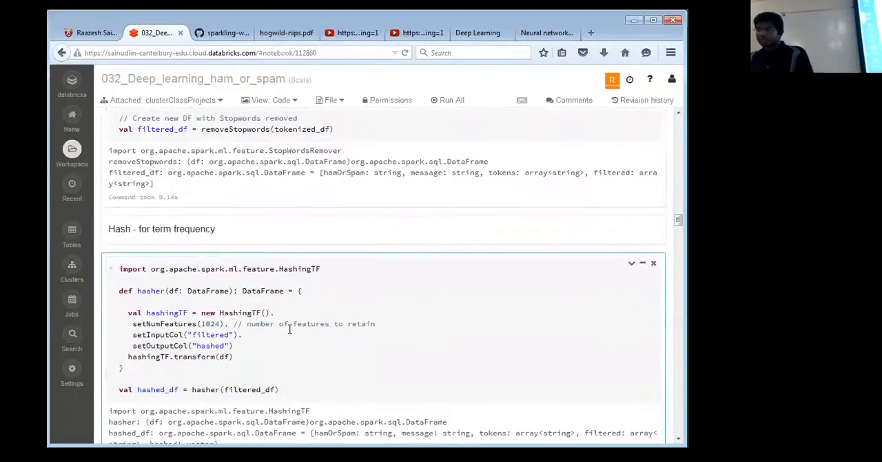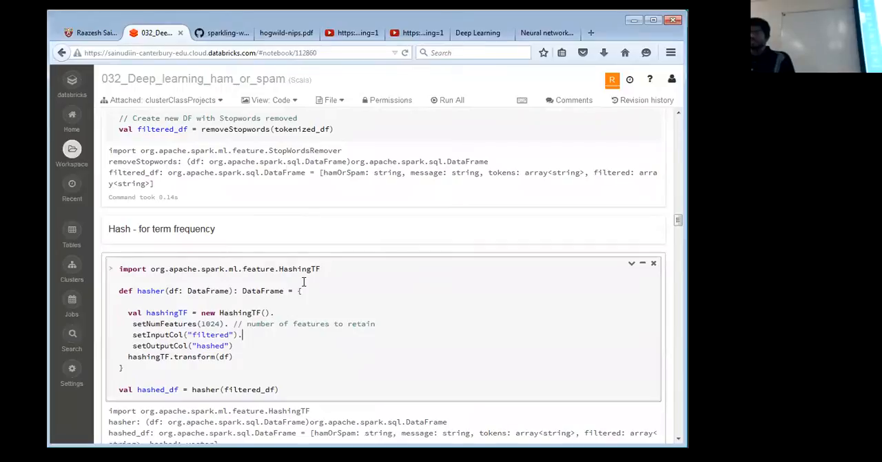Then we're going to hash the words using hashing TF. We are going to create a hash of 1024, an array of 1024 hashes. What we're trying to do is convert each word into its frequency. What hashing TF does is assign a frequency to each of the input words.